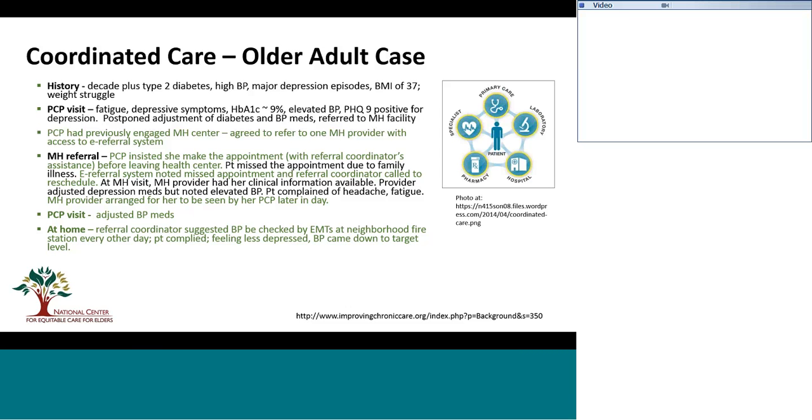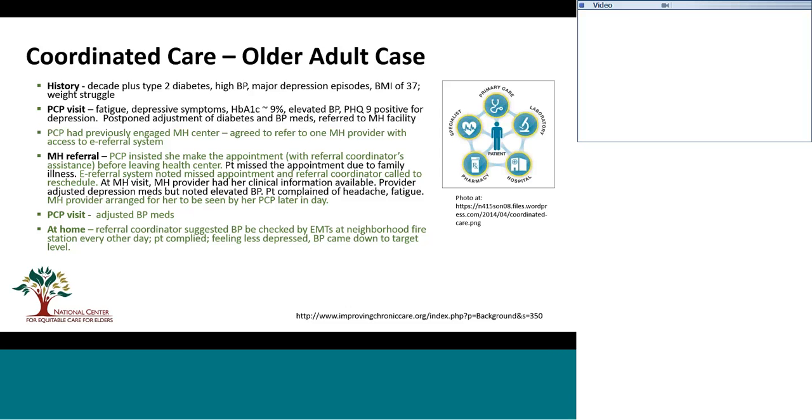And in the slide, you'll see that the green highlight is where there's been a change. And so in this example, we have an older adult woman, again, who has a decade-plus history of type 2 diabetes. It's complicated by high blood pressure, and she also has recurrent episodes of major depression. She has a high BMI, and she has struggled with weight since she was a young adult.